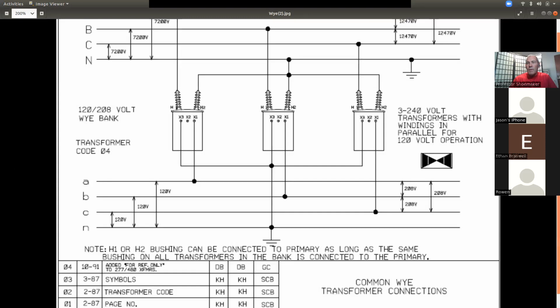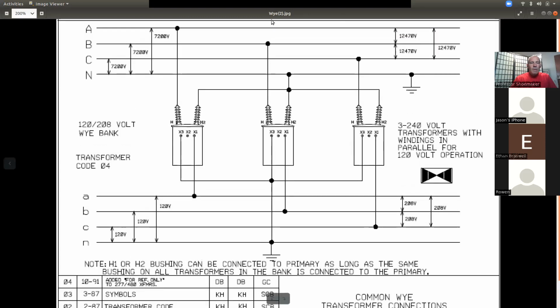So let's scroll back up here real quick. Voltages, primary lines and voltages, same as normal. 7200, 7200, 7200, A, B, C, all going to H1, H1, and H1. My neutral, H2, H2, and H2 are tied in. You see the connection right here? Closed delta is the only bank with a floating neutral.